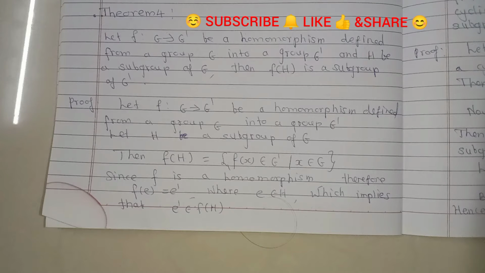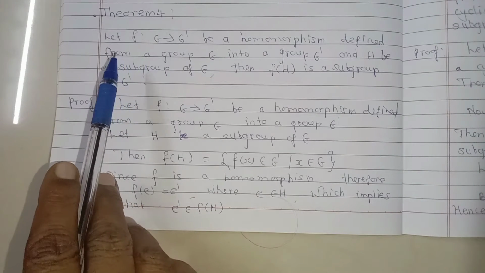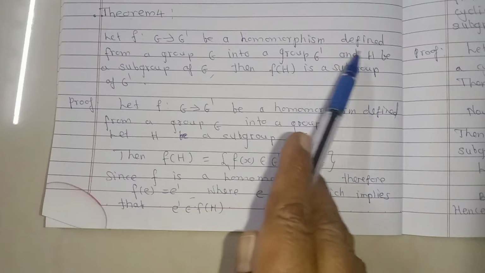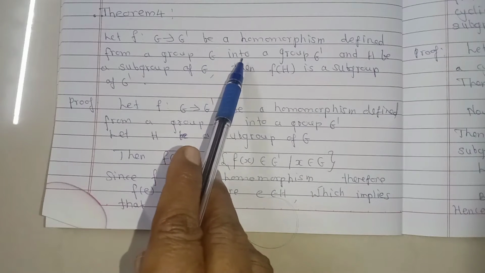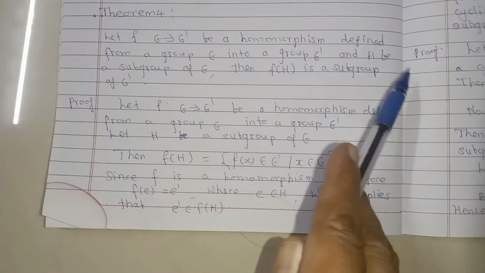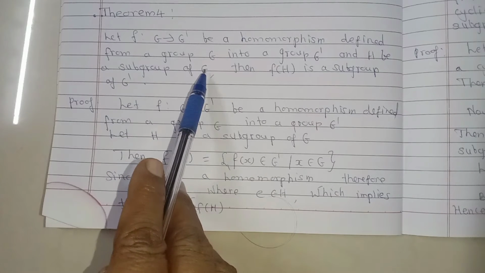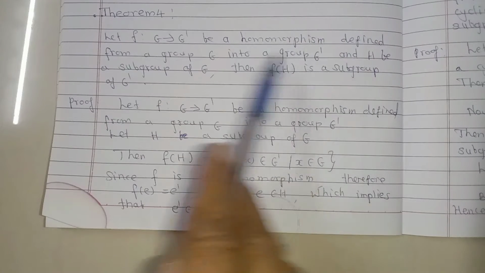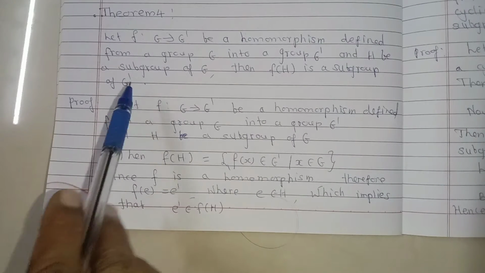Today we consider some theorems on groups for homomorphism and some cyclic subgroups of group G. Let us consider theorem number 4. Let f from G to G' be a homomorphism defined from a group G into group G', and H be a subgroup of group G. Then f(H) is a subgroup of G'.